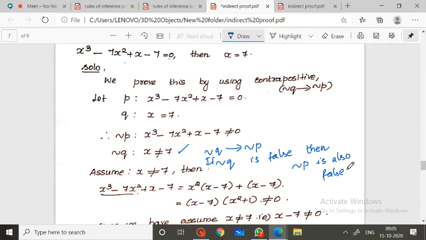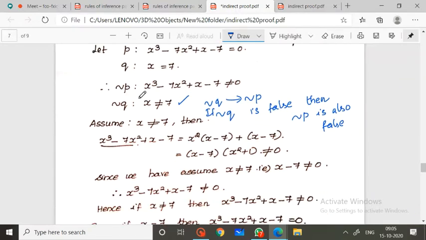Second condition, if negation P is negation Q is false, then negation P is also false. So you have to assume that I'm taking the negation Q is false. That means negation Q is true. Sorry. The negation can be done in two ways. So I have taken the negation Q, x is not equal to 7.